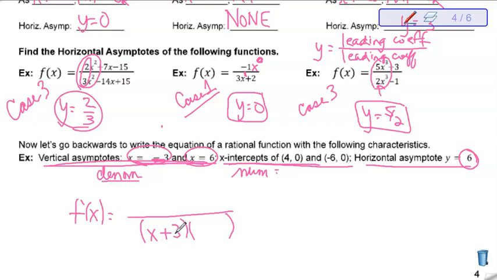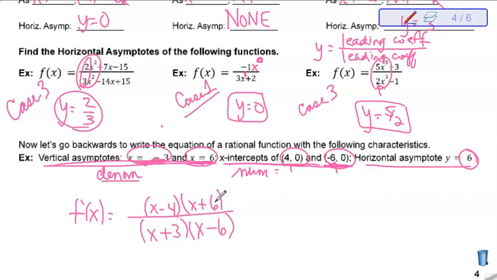So x plus 3 had to be in there to kick out a negative 3. What had to be in there for a positive 6? Better have been an x minus 6. Now we do the same thing for our intercepts, except now these factors for each of these numbers will go in the numerator. So what kicks out positive 4 as an answer? Well, we had to have a minus 4 inside there. What kicked out negative 6 as an answer? Well, I had to have an x plus 6 as my answer.